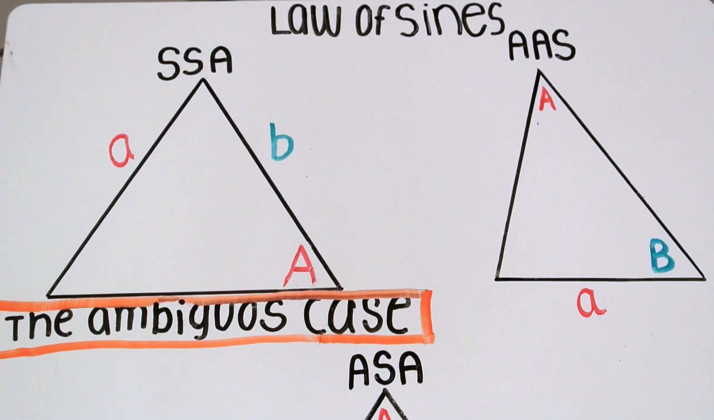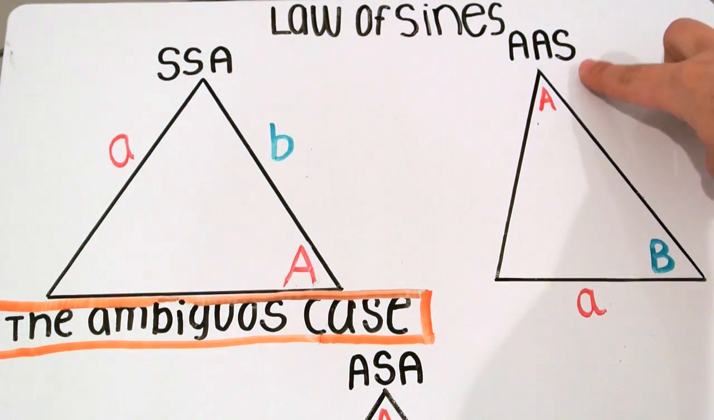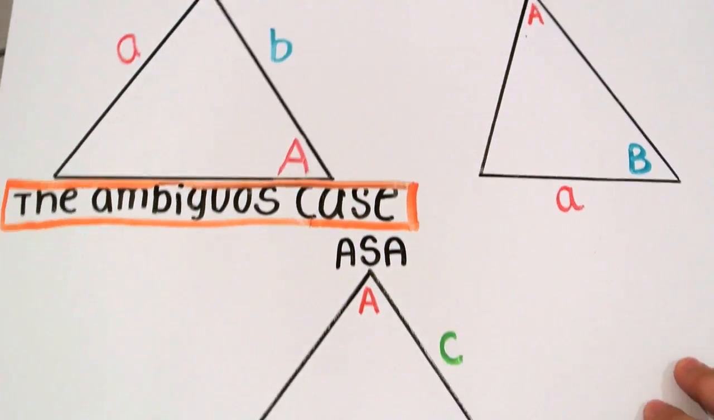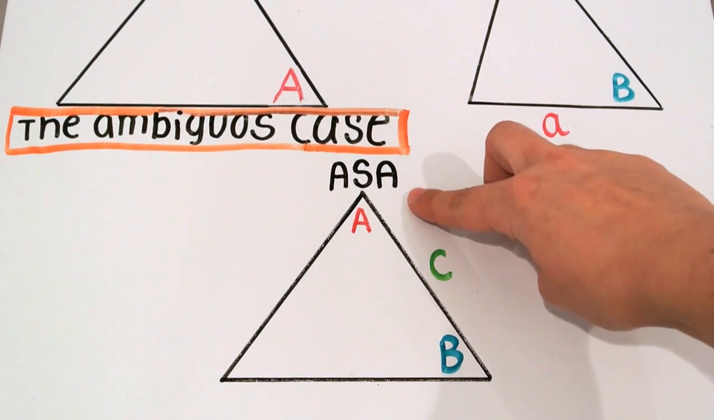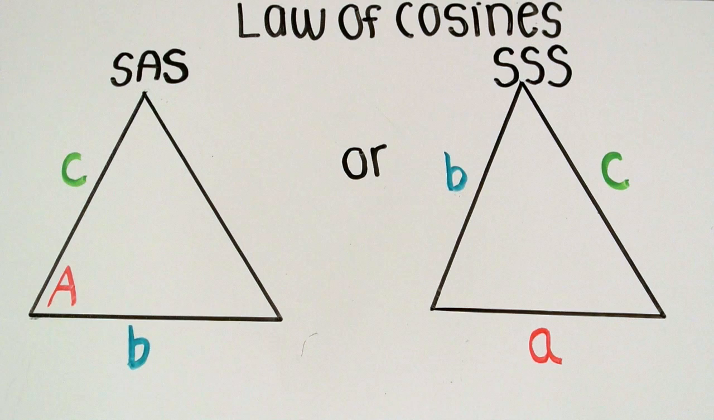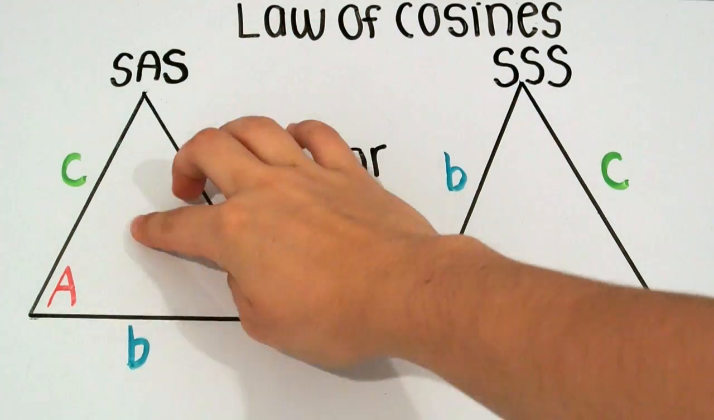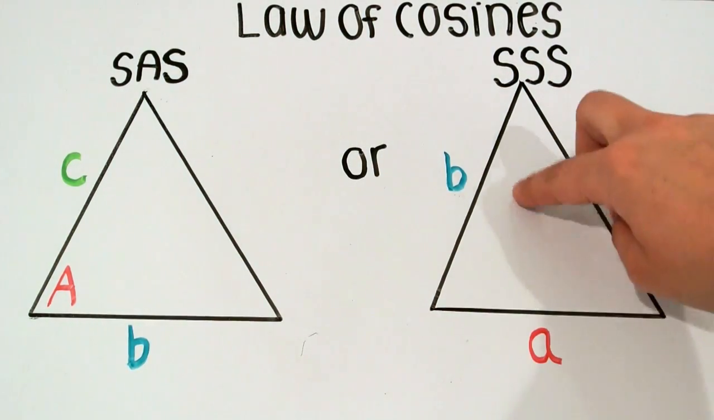We can identify which law we should use based on the number of sides and angles we are given. We can use the law of sines when the triangle is either SSA, which is also known as the ambiguous case, or AAS, or ASA. There are two cases where the law of sines cannot be used, and we must use the law of cosines. If the triangle given is SAS or SSS, in order to find the other sides and/or angles, we must first use the law of cosines.